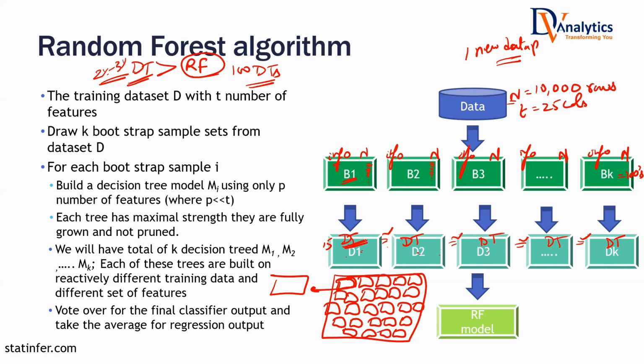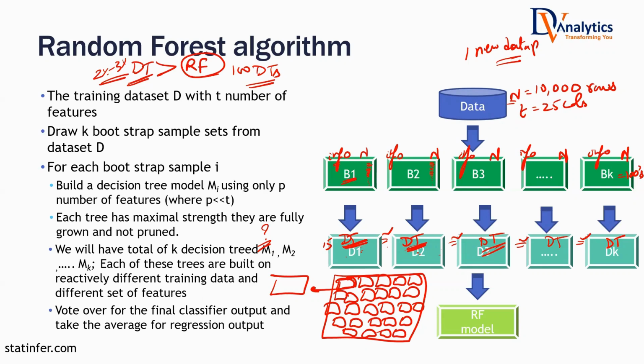This decision tree has to learn some patterns which are independent of this decision tree. This one has to learn some patterns that are independent of this decision tree. All these decision trees must be independent. Now, how do you make those decision trees independent? Here is the extra condition that has been added to make these models independent. What is that extra condition?